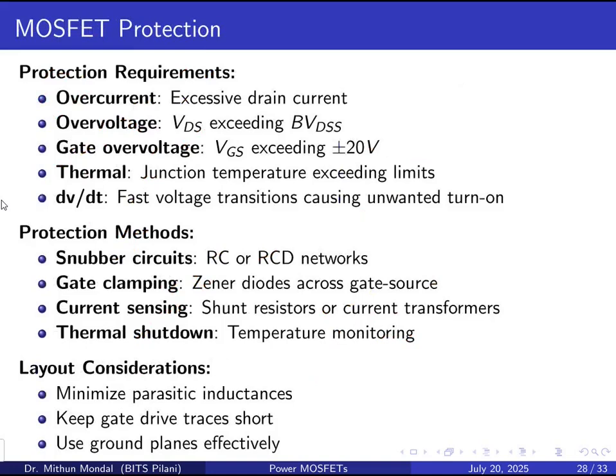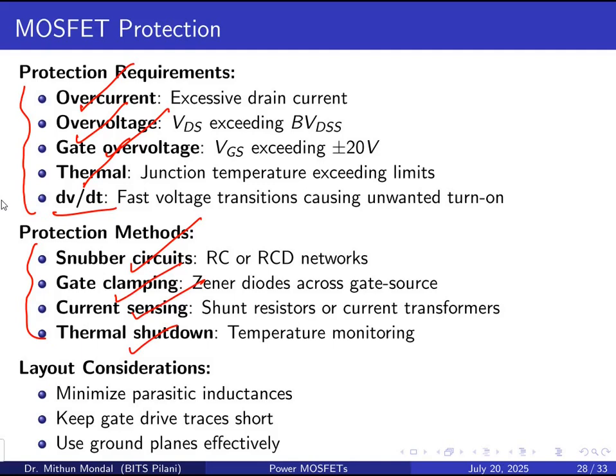applications. MOSFETs need protection. So protection can be for overcurrent, overvoltage, gate overvoltage, temperature, that is thermal, and dV by dt protection has to be there. So we have to take all this into account for the protection. Protection methods include use of the snubber circuit, gate clamping, current sensing, and thermal shutdown.